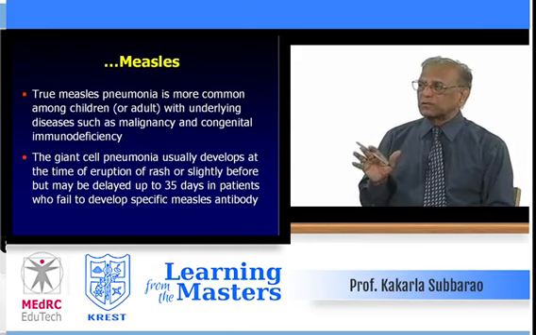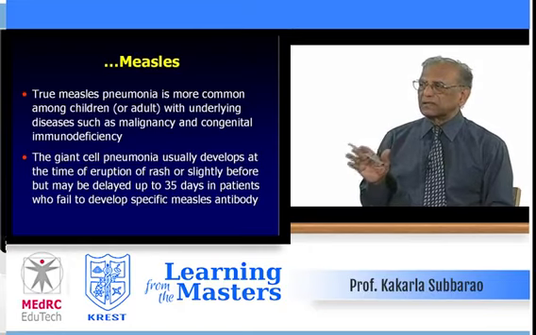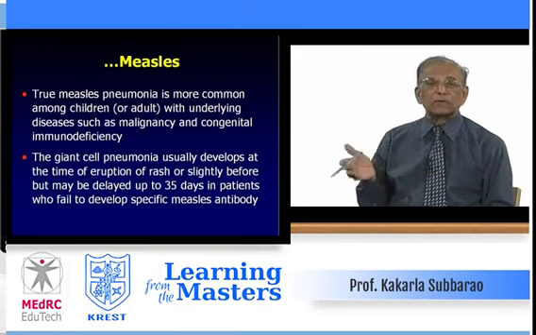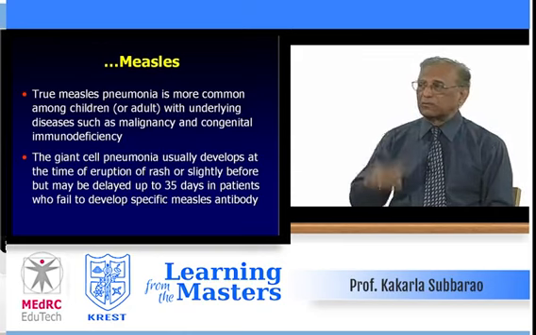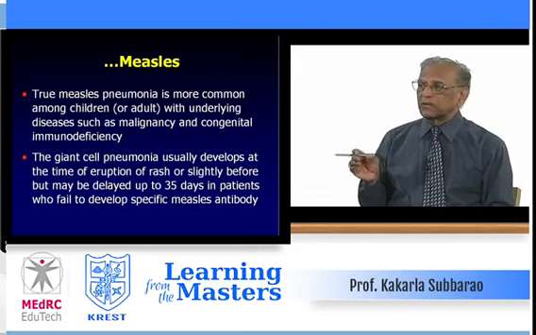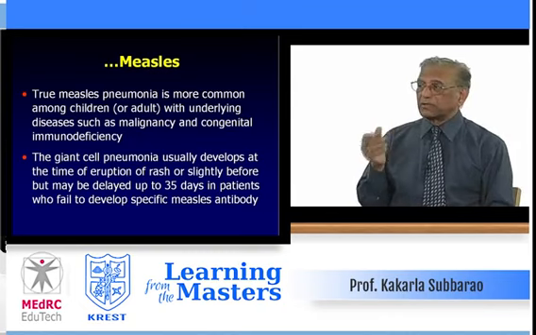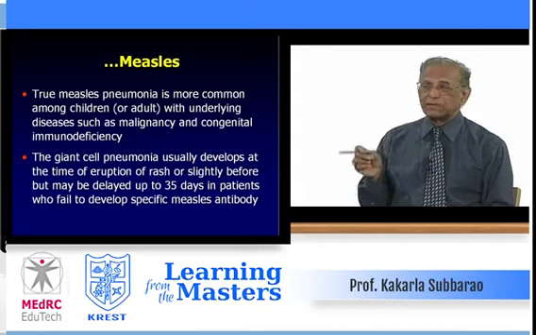And true measles pneumonia is more common among children than adults, with underlying diseases such as malignancy and congenital immunodeficiency. Malignancy, for example, the child has lymphoma or leukemia. Under treatment or without treatment, they can develop measles. The giant cell pneumonia usually develops at the time of eruption of the rash or slightly before, but may be delayed up to 35 days, in patients who fail to develop specific measles antibody.